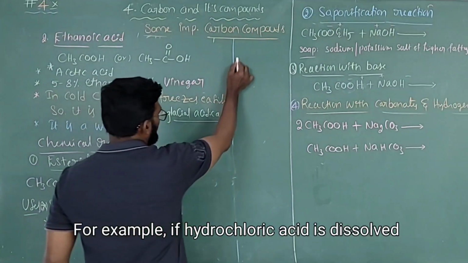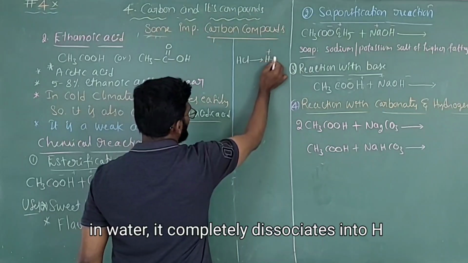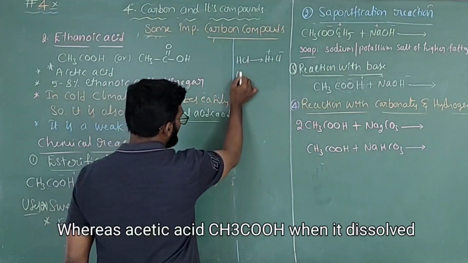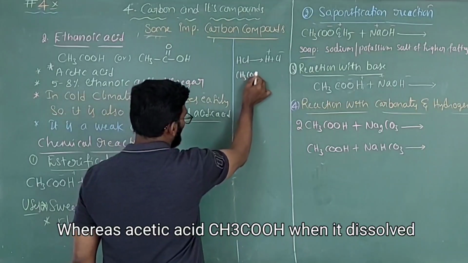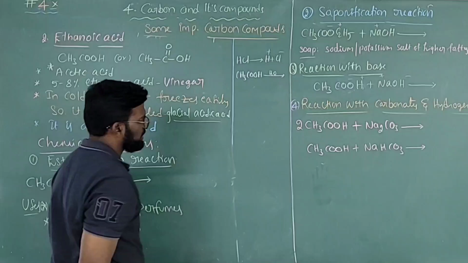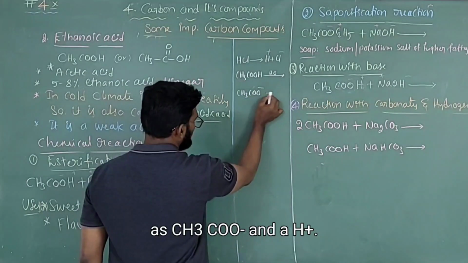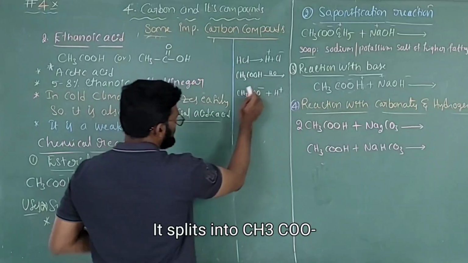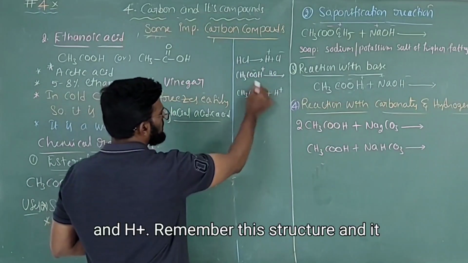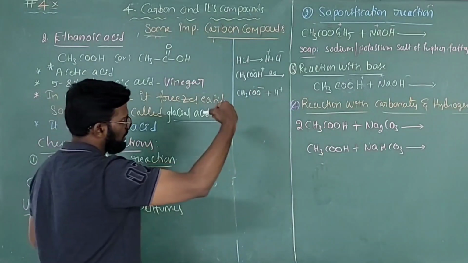For example, if hydrochloric acid is dissolved in water, it completely dissociates into H plus and Cl minus ions. Whereas acetic acid, CH3COOH, when dissolved in water, doesn't undergo complete ionization. It splits into CH3COO minus and H plus ions. Remember this structure and it will be helpful in the coming reactions.